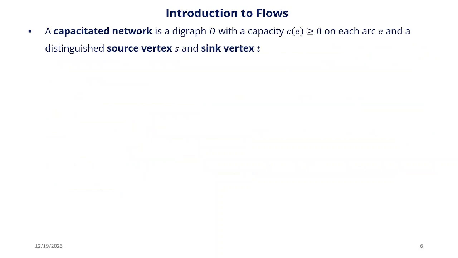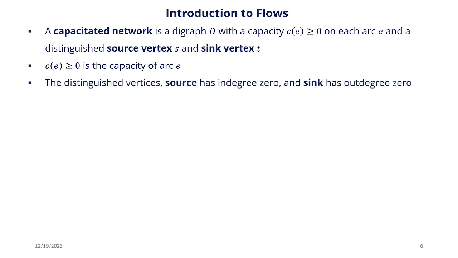A capacitated network is a digraph with a capacity c(e) greater or equal to 0 on each arc e and a distinguished source vertex s and sink vertex t. c(e) greater or equal to 0 is the capacity of arc e. The distinguished vertex source has an in-degree 0, meaning that nothing flows into the source, and sink has an out-degree 0, meaning that nothing flows out of a sink. So everything flows from the source and everything ends at the sink.